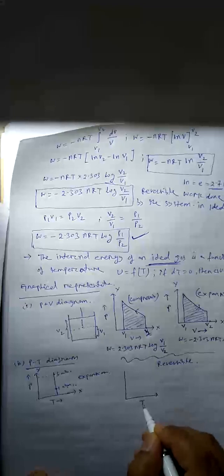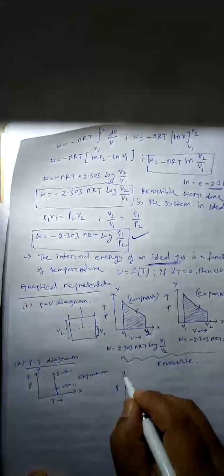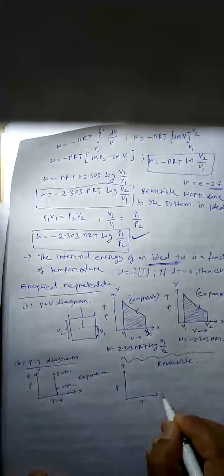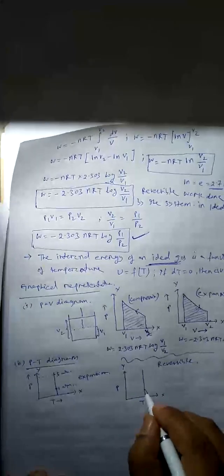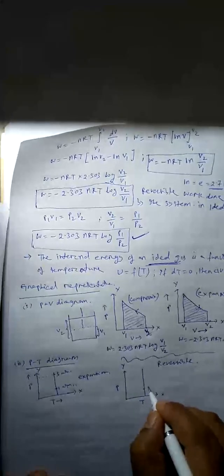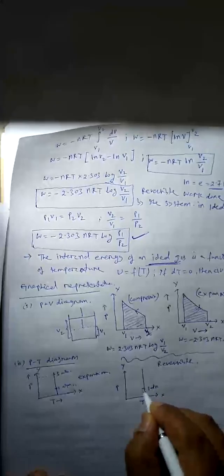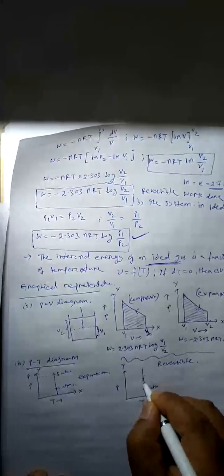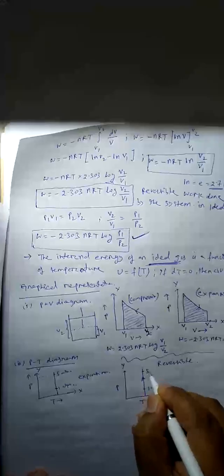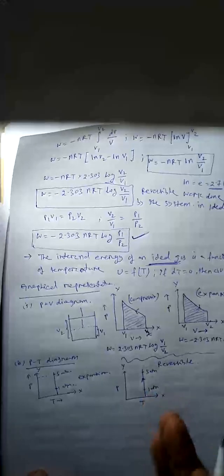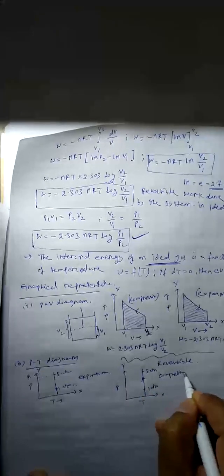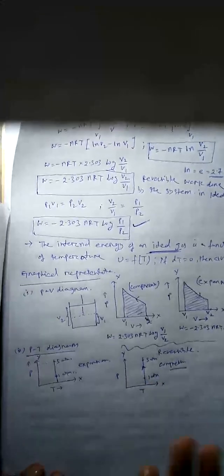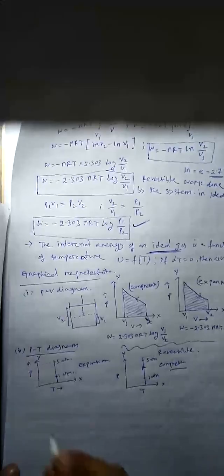Similarly, in case of compression, this is the temperature and this is the pressure, on the y-axis and the x-axis. Temperature is constant, but here the pressure increases from 1 atmospheric to 5 atmospheric. When pressure increases, volume automatically decreases, and this case happens in compression.